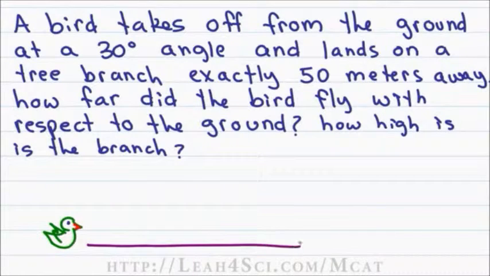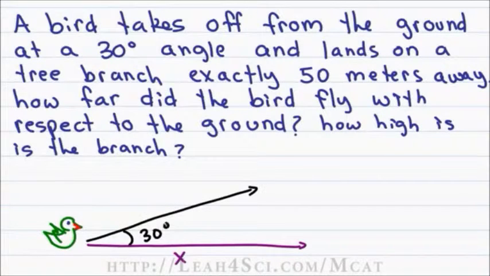Let's represent this with a diagram. The ground will be our x-axis, and the bird takes off at 30 degrees, so our angle is 30, for a total distance of 50 meters. If the bird lands on a tree over here, if we're following along on the ground, we would have walked something less than 50 meters. And if we want to know the height of the branch, that'll be significantly less than 50 meters. Now, even though this isn't drawn to scale, you can get some idea that the x distance will be closer to 50 than the y.